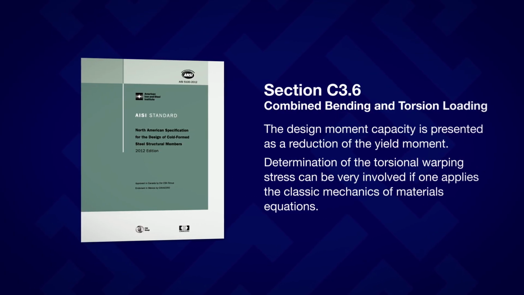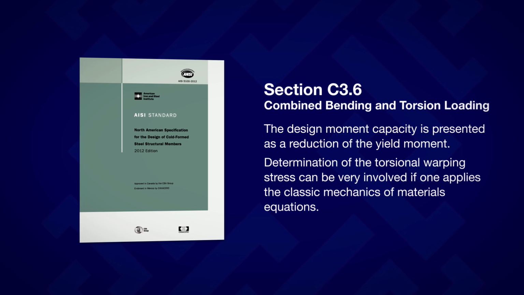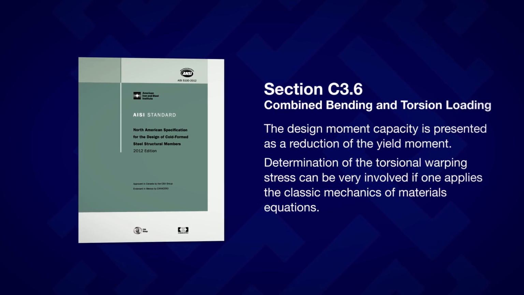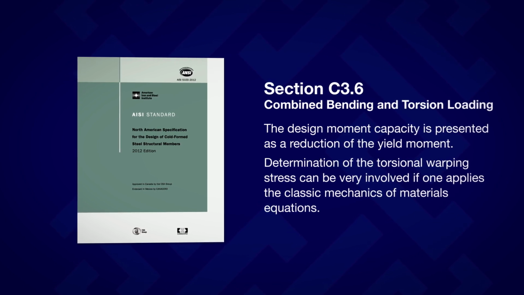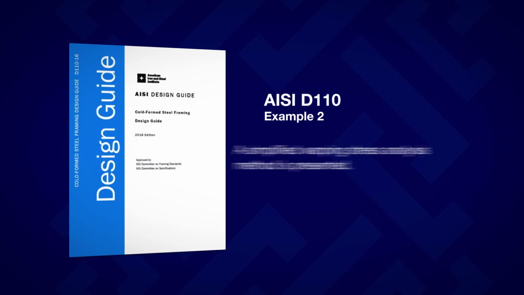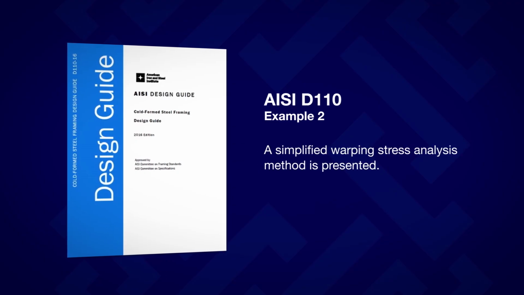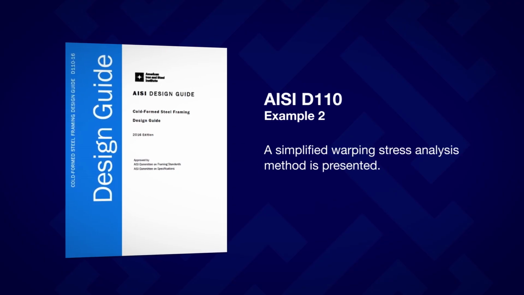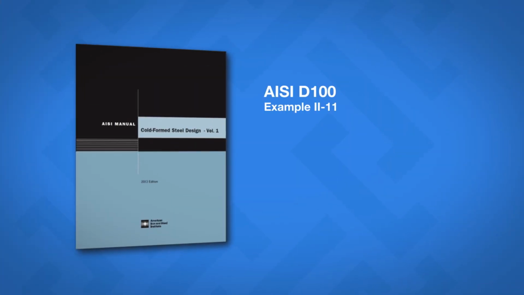Determination of the torsional warping stress can be very involved if one applies the classic mechanics of materials equations. A simplified warping stress analysis method is presented in AISI D110, Example 2. Also, the Cold-Formed Steel Design Manual, AISI D100, Example 2-11, presents an example problem.